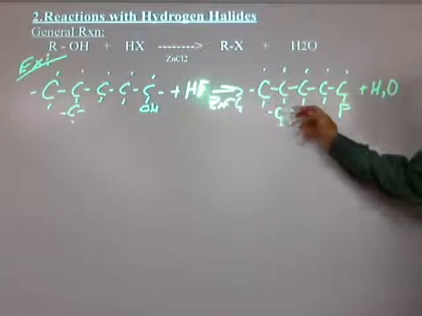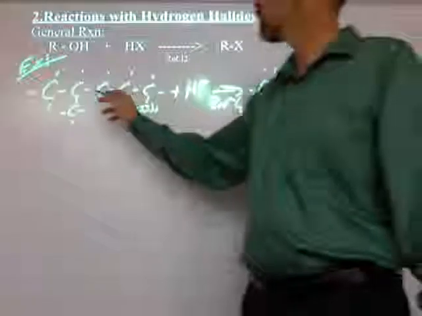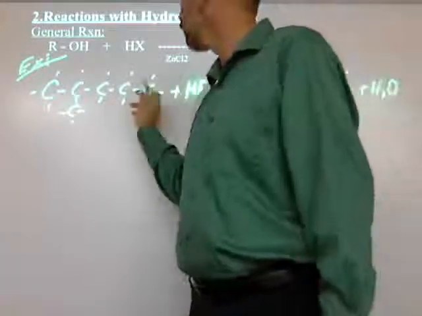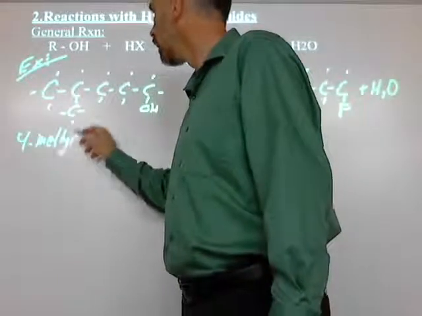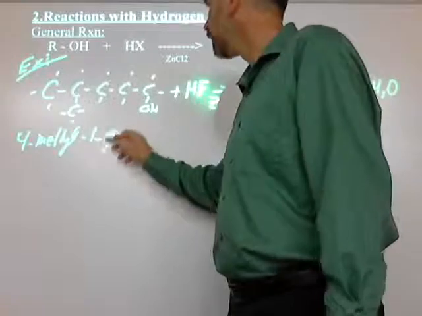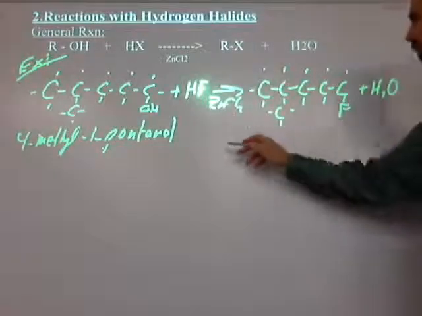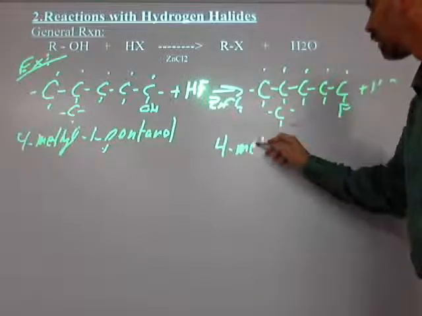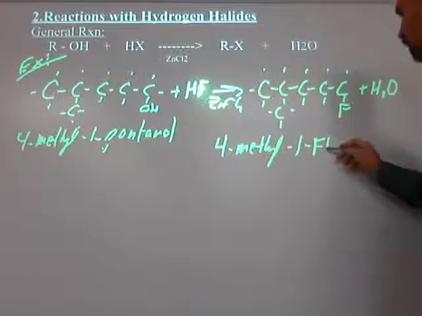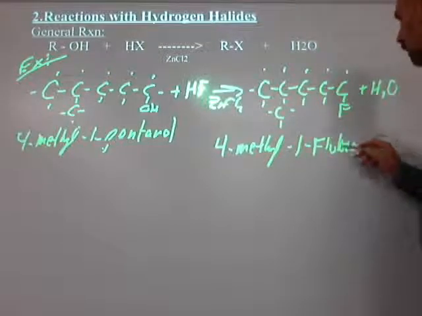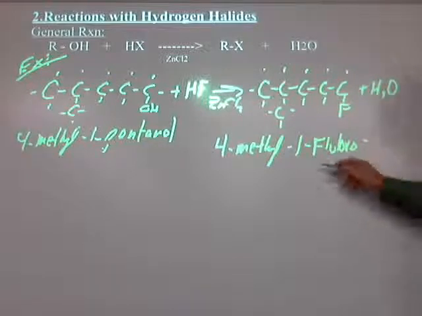And you didn't forget the methyl group over here, which people do a lot. You wrote it down. This guy, you have to number him from this side. He would be 1, 2, 3, 4 methyl, 1 pentanol. This guy would be 4 methyl, 1 fluoro. I'm running out of room here. Pentane.